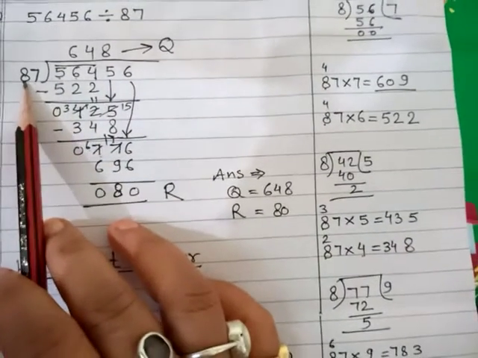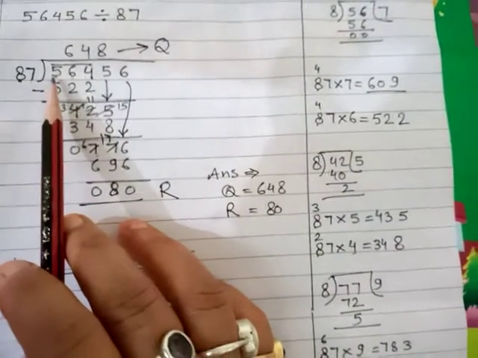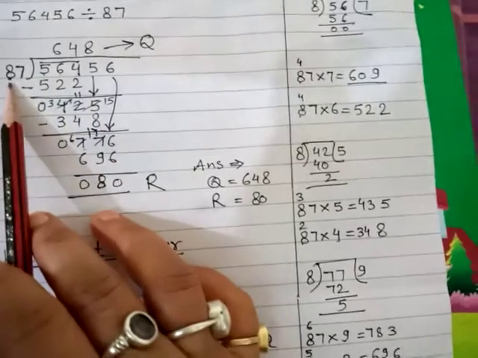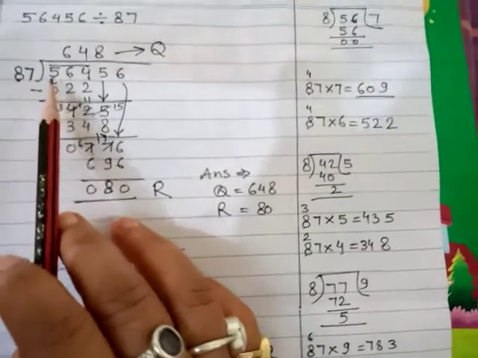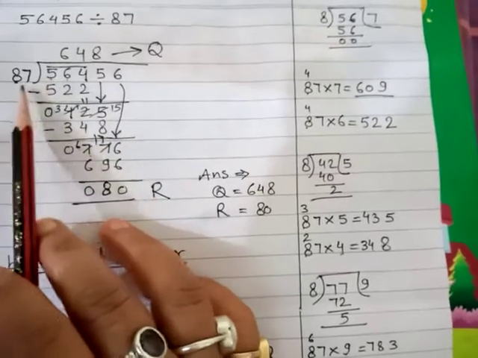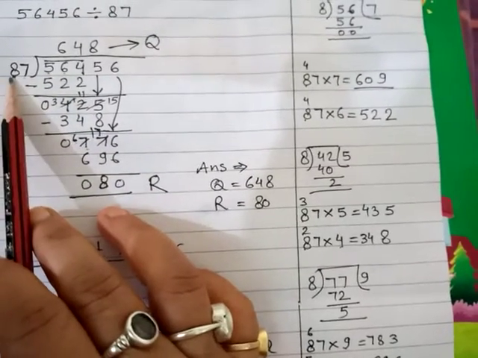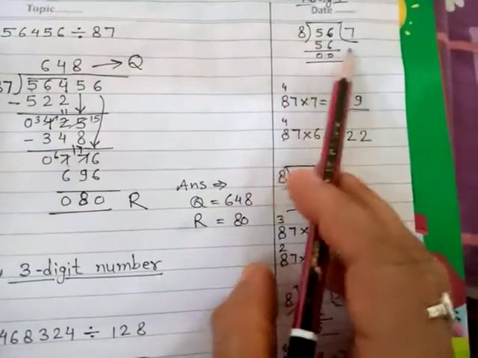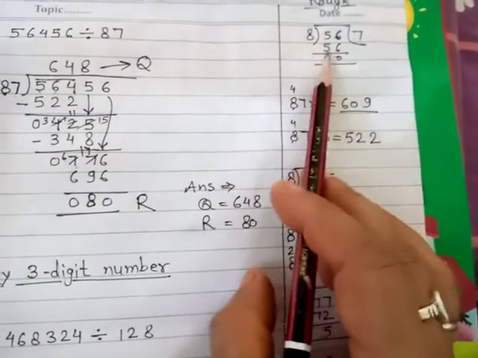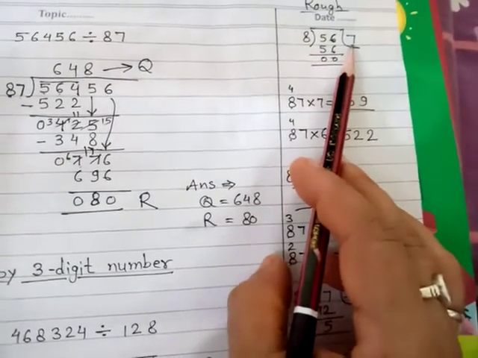Now take 8 from here and 5 from here. We know that 5 is less than 8. That's why we are not able to divide even one time, because we cannot subtract 8 from 5. So from here you take 8 and from here 56. Now see how many times we can divide. 8 sevens are 56, which means 7 times we can divide.